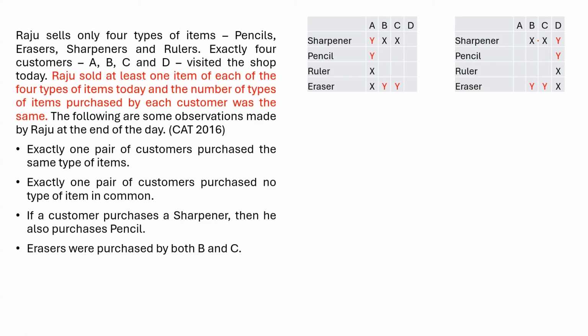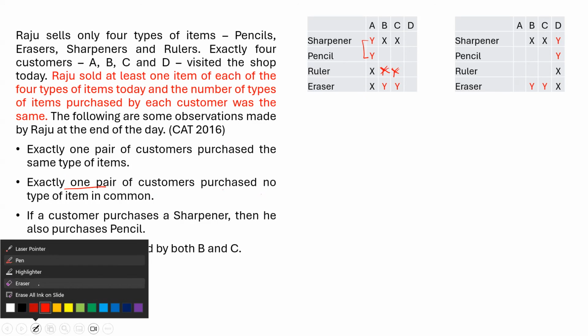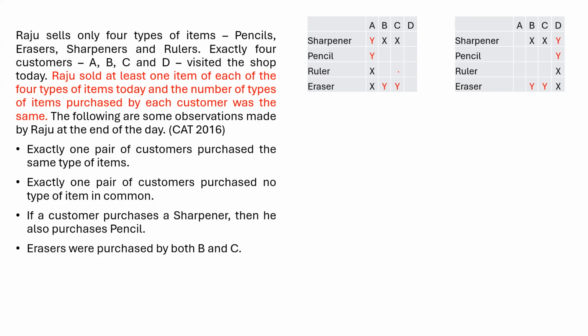Now see what all cases are now possible. Let's say if I put this and this as yes, this case is not possible at all. Why? Because then A has purchased pencil and sharpener, and B has purchased eraser and ruler. Same is the case with C. So there will be 2 pairs of customers who have purchased no type of item in common. So this case is not possible, because this says exactly one pair. In this case, it will become 2, right? So this case is definitely not possible.